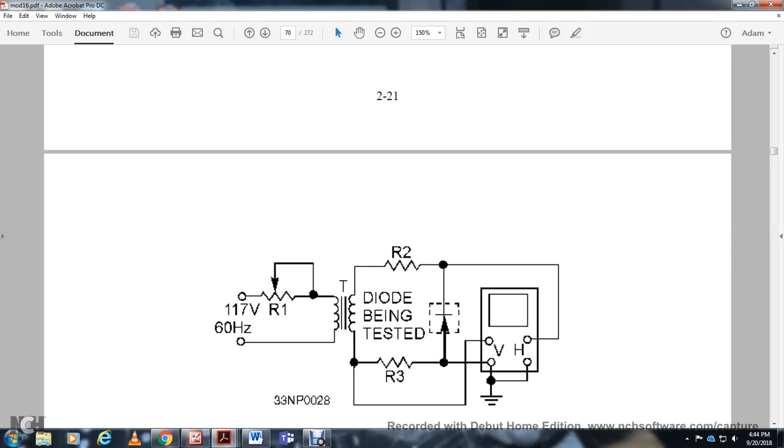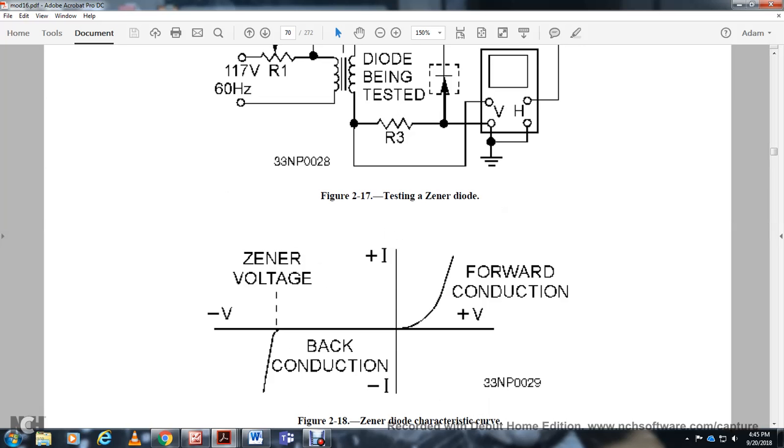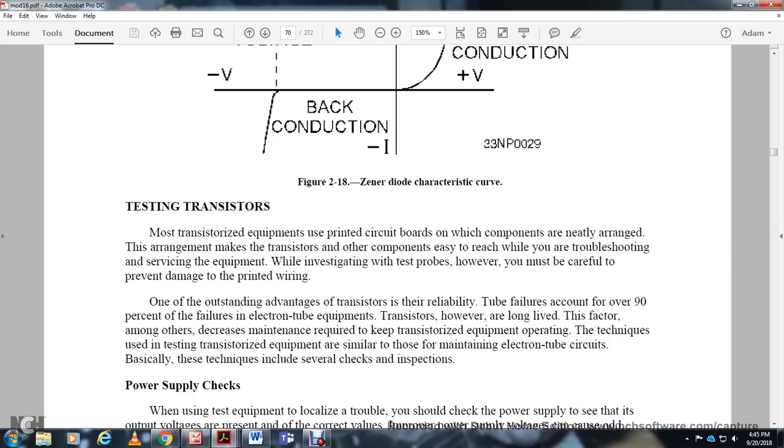You have an adjustable rheostat R1, a transformer coil, and test points for testing resistor 2, resistor 3, and the tunnel diode, then voltage VH for the ground. Vernier voltage, back conduction, forward conduction, testing transistors.